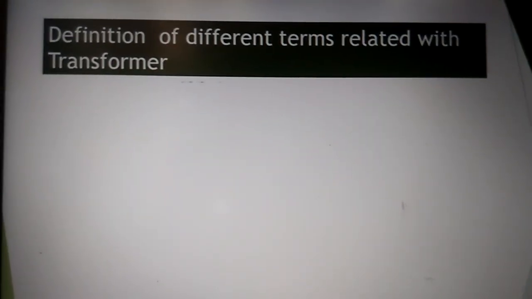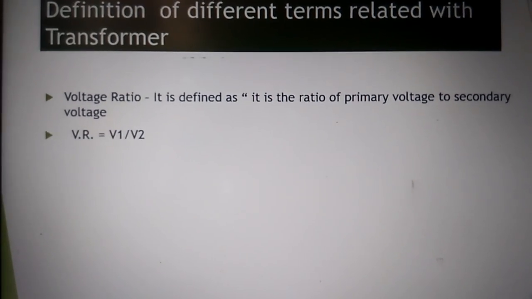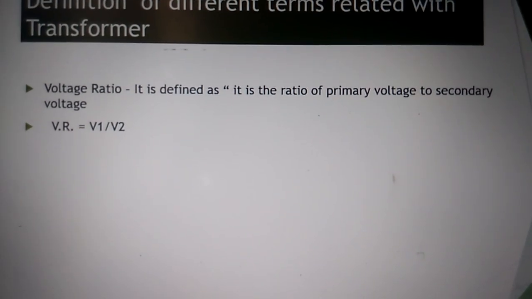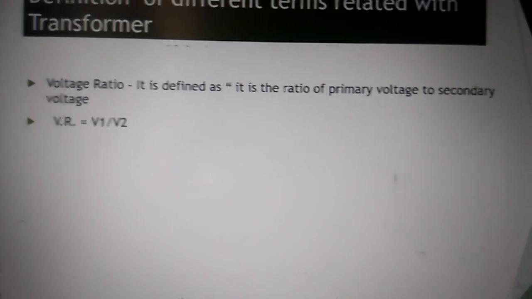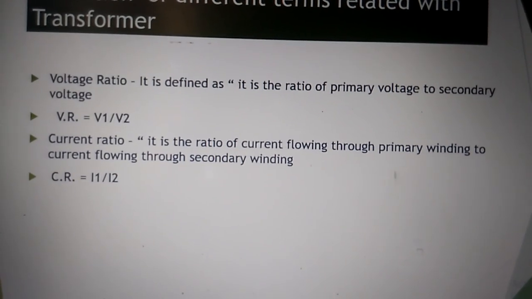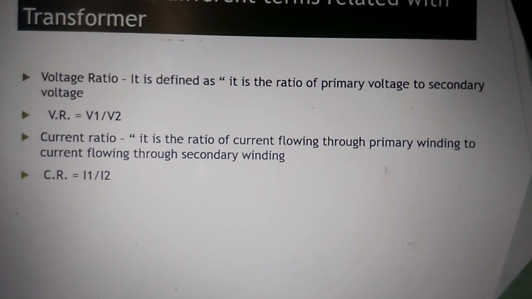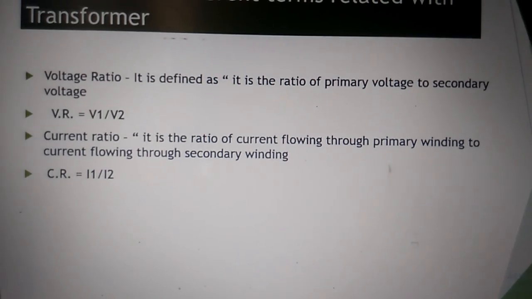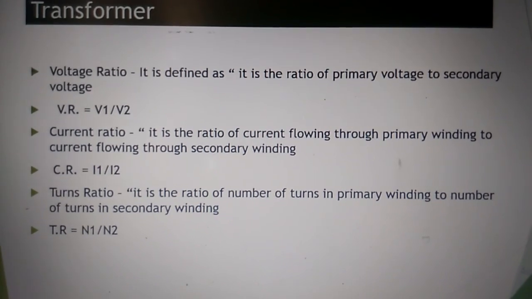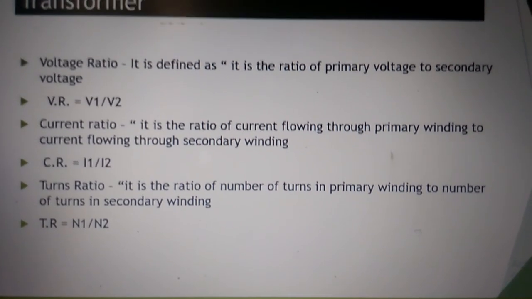Next topic is definition of different terms related with the transformer. So here are some definitions related with the transformer. First is the voltage ratio. It is defined as the ratio of primary voltage to secondary voltage, that is VR is equal to V1 by V2. Second, current ratio. It is the ratio of current flowing through primary winding to current flowing through the secondary winding, that is current ratio CR is equal to I1 by I2. Third, turns ratio. It is the ratio of number of turns in primary winding to number of turns in secondary winding, that is TR is equal to N1 by N2.